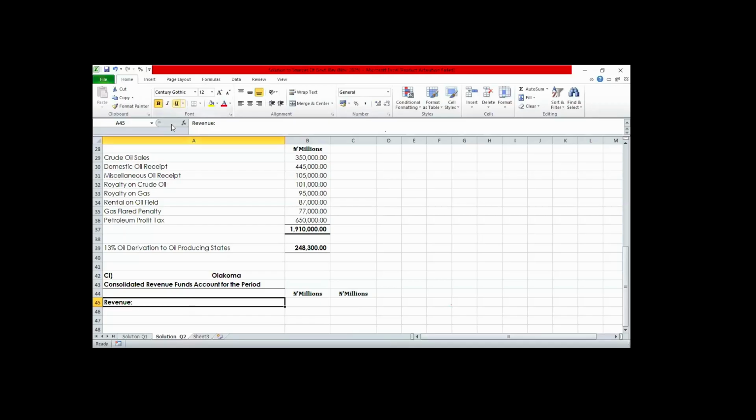That's here from the Federation account. We have statutory allocation from the Federation account, but we have not prepared the statutory allocation. We have not prepared the Federation account. How will you go about it?